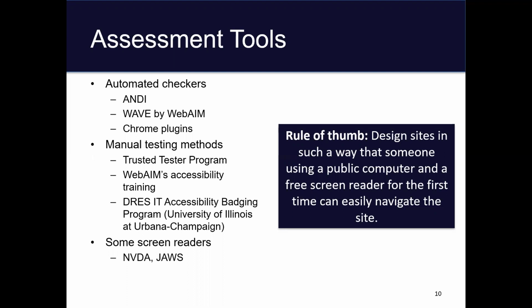We recommend first testing content according to the method of choice, and then using a simple free screen reader like NVDA to check inferred reading order and semantics. Our rule of thumb is to design sites in such a way that someone using a public computer and using the operating system screen reader for the first time can easily navigate the site.